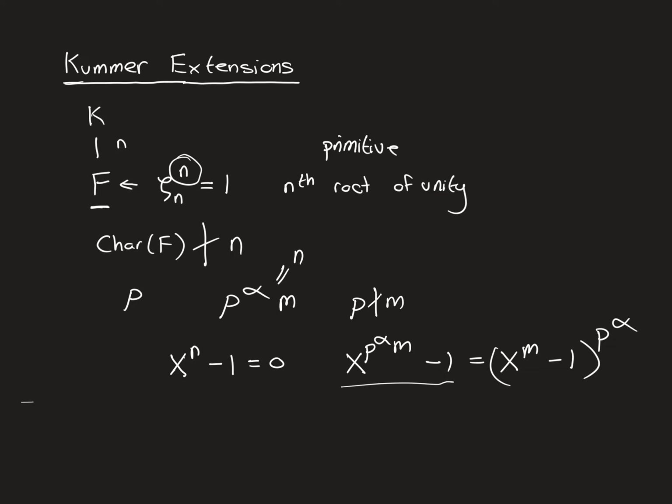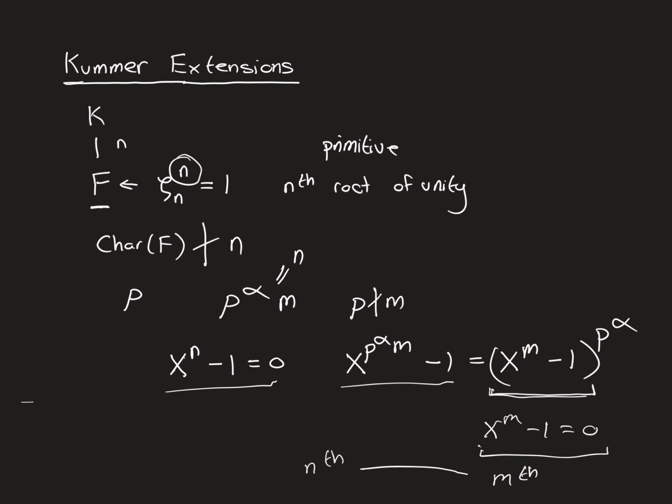So this is a problem, because it means that any root of this original equation is going to now be a root of this inner polynomial here. So it'll be a root of x to the m minus 1 is equal to 0, and therefore it will be an mth root of unity, which then means it's not a primitive nth root of unity. So this proves basically that if you're in a field with characteristic p and p divides your n, then there won't exist any primitive nth roots of unity in that field.